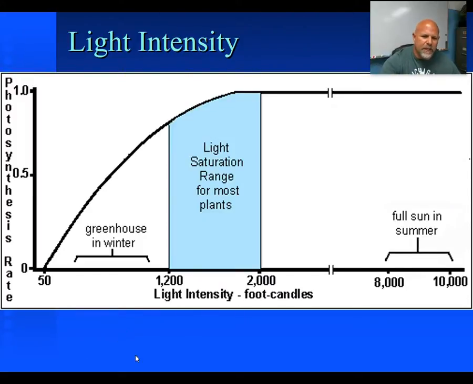You can see if we look at the scale down here, a full summer day, somewhere between 8,000 and 10,000 lumens is way more light than is needed for maximum photosynthesis. We only need, looks like around 1,800 lumens to get our maximum photosynthesis. A greenhouse in the winter is not even close to maximum. So a lot of times they add additional light to greenhouses in order to get things to grow better in the wintertime.